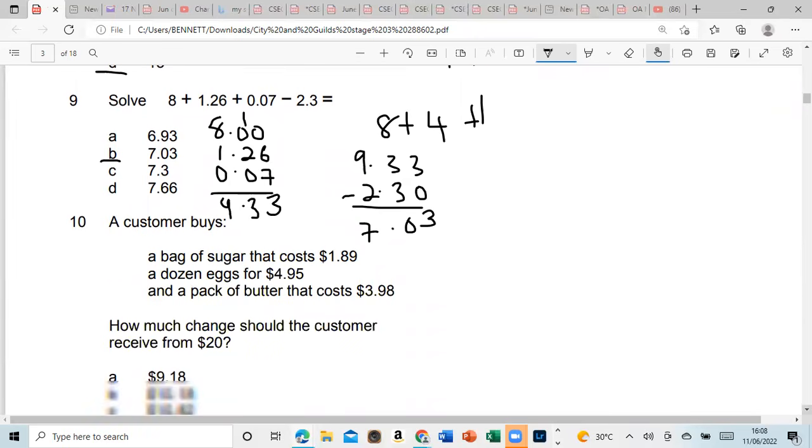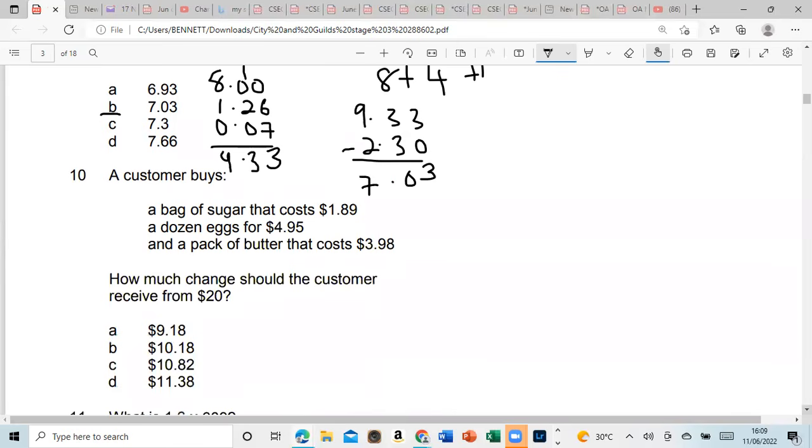Let's move on to number 10. A customer buys a bag of sugar that costs $1.89, a dozen eggs for $4.95, and a pack of butter that costs $3.98. How much change will we receive from $20? So all we have to do is just add and then subtract from 20. So it's 1.89, 4.95, and 3.98.